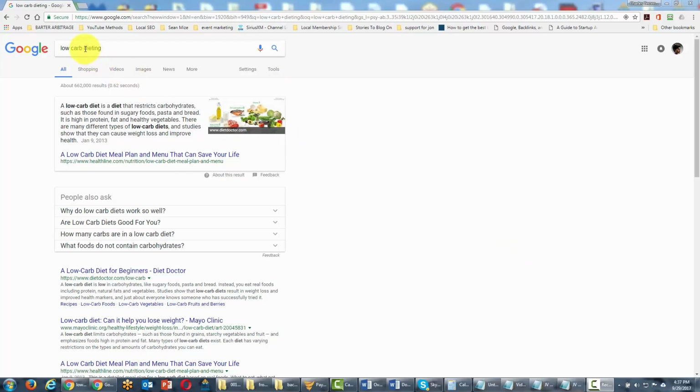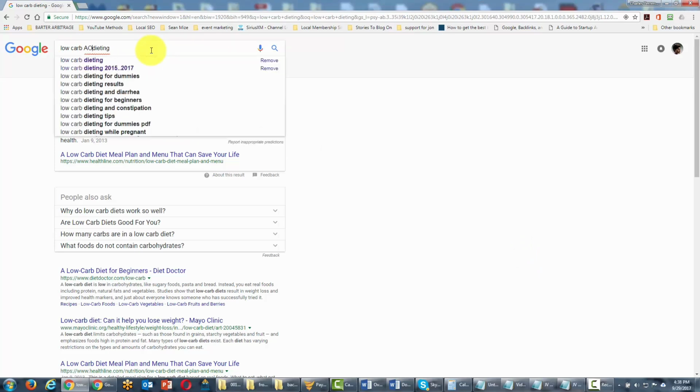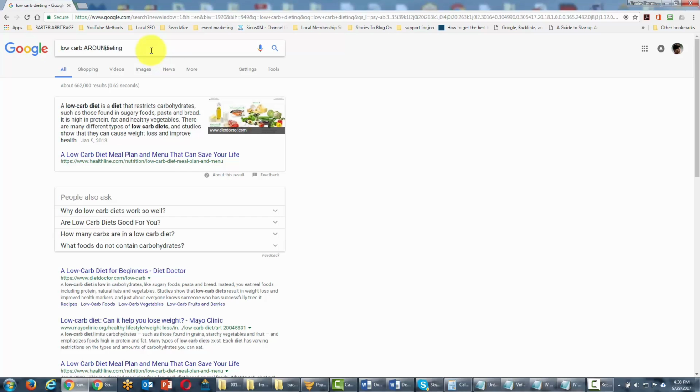So for example, we would use the term AROUND in this case. We would use all caps. And then we're going to say that we only want there to be one word of separation between the two. So we're going to say 1 in this case, and we're going to put that in parentheses. Now, there can't be any spaces between all of these words, so we'll need to eliminate those. There can be a space here. So we've said low carb can only be separated by one word. So now we're going to click enter.